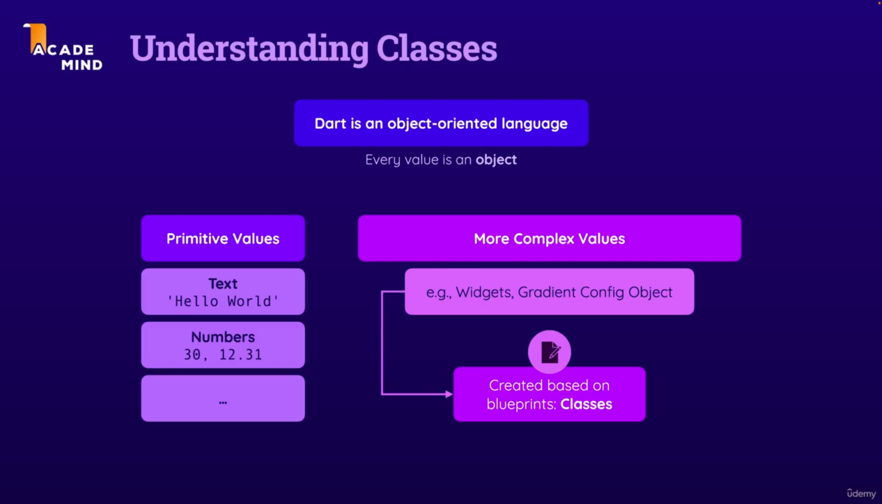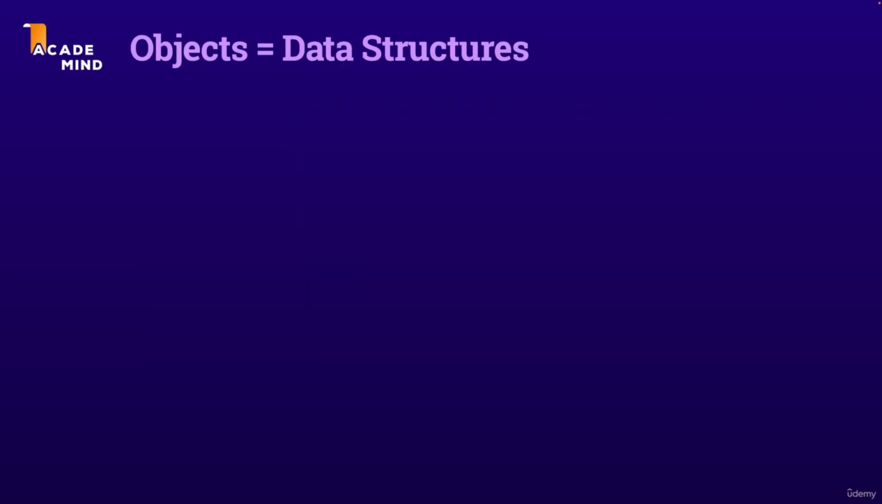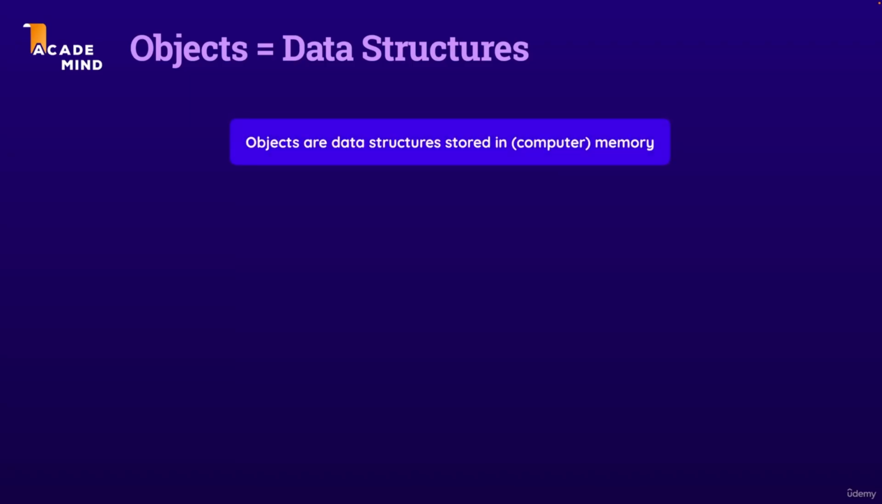Now, why do we need such blueprints, though? Well, as mentioned, objects are these data structures in memory. And here a good question would be, what's inside these data structures? And the answer is data, so-called variables or properties. For example, the username of a logged-in user or the color you chose for a gradient.